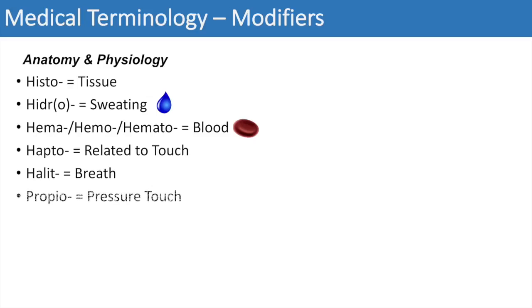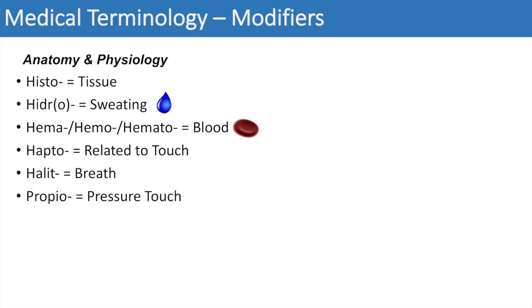Another one is proprio, which means pressure touch. So you can think of proprioception. You'll talk about different types of proprioceptors: any receptor or any process of sensation that has something to do with pressure touch.